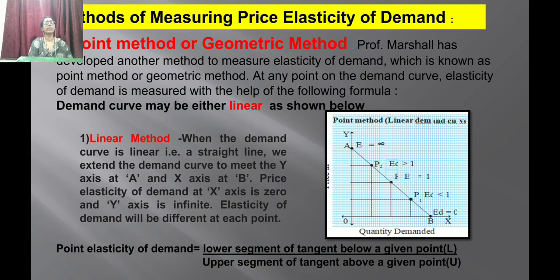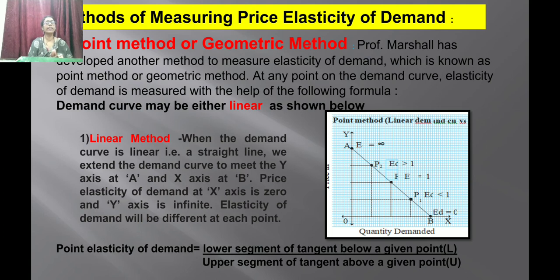ED is less than 1 at the point P1. P2 also: if you take the point P2, above the point where E is equal to 1, P2 is given. At P2, the lower segment is P2B, P2 to B, which is 6, and P2 to A is 2. So lower segment 6 upon 2. What answer do you get? The answer is 3. 3 is more than 1, so the elasticity of demand is more than 1. In this way, you are measuring by the point or geometric method.